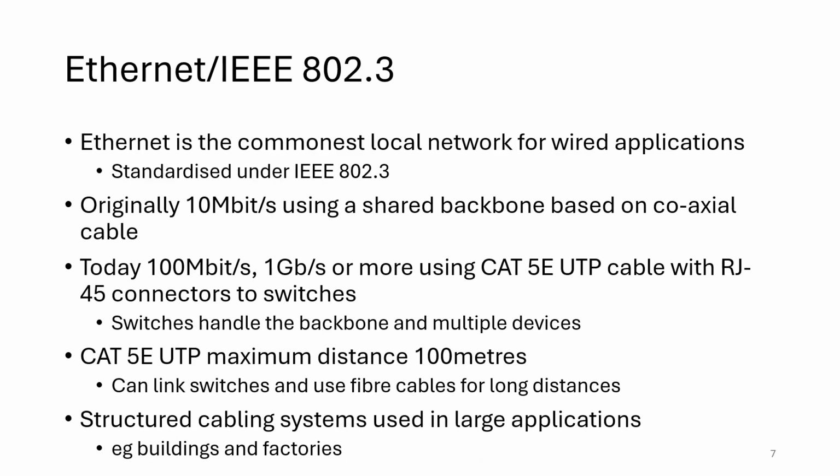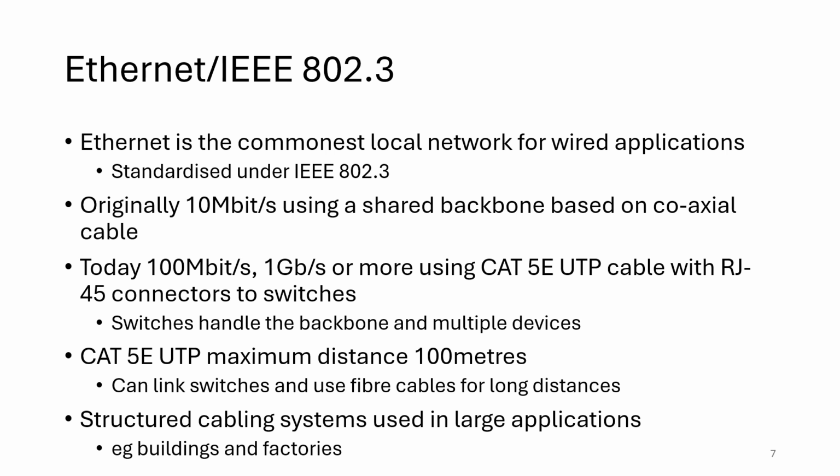Now, Ethernet is the commonest local network for wired applications. Ethernet is standardized under IEEE 802.3, and there are various standards in use. Originally it started off as a 10 megabit system using a shared backbone based on coaxial cable. And because it was a shared backbone, there had to be a lot of electronics and handshaking involved, because if multiple devices tried to send data at the same time, the message would be corrupted and then not received correctly. So there was carrier sensing, and the idea was that devices would detect if there was any collision, and if so, back off.